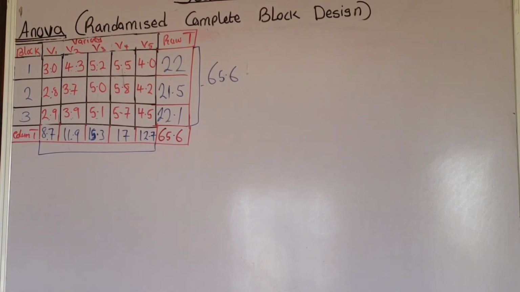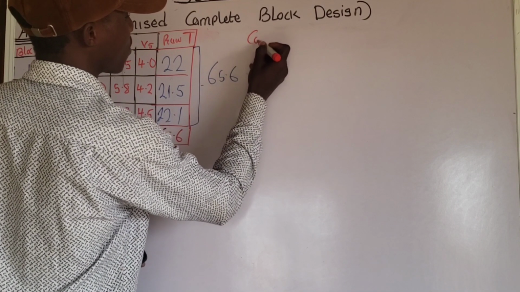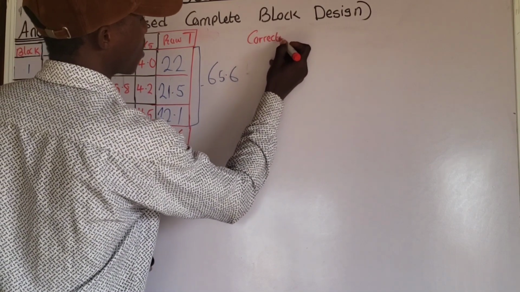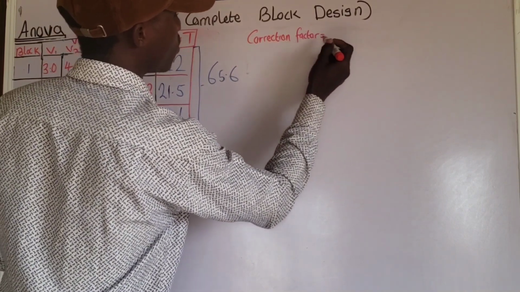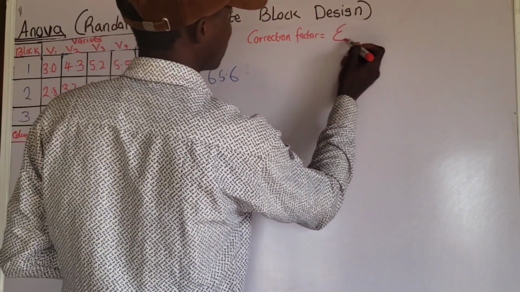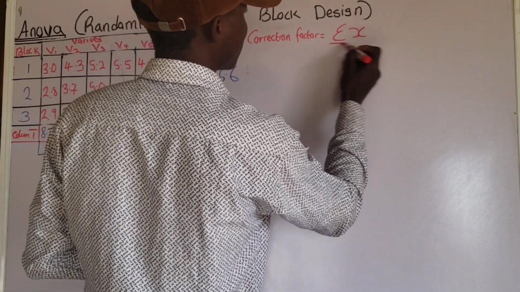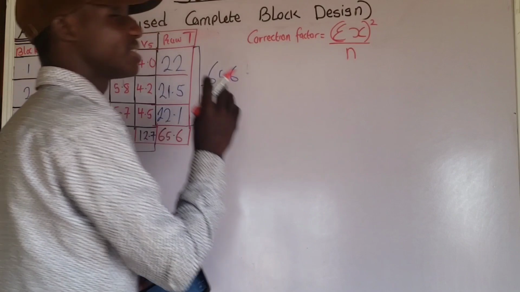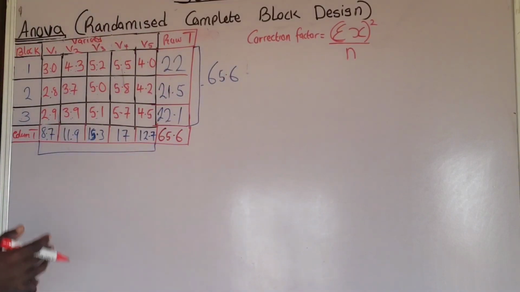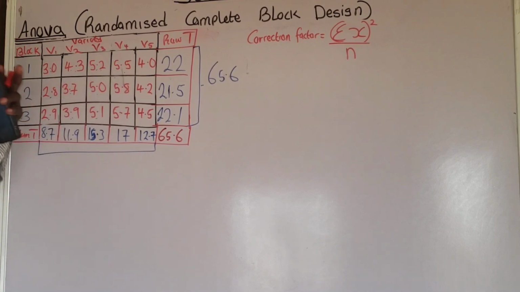correction factor. The correction factor is given by this formula. Correction factor is equal to the summation of x, all squared, over n. This is the correction factor. That is the sum of all the treatments. The sum of all the samples that we have in our treatments, sum all of them together, then divide by the total number of all of them.